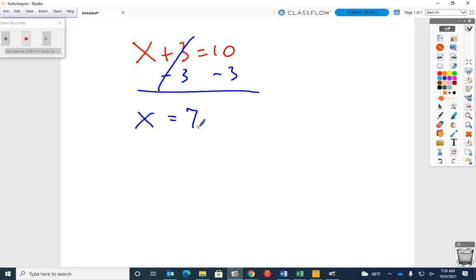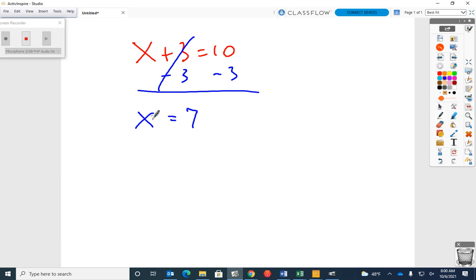Okay, now, how can we know for sure that we were right? We can go back and substitute, right? If I replace this x with a 7, is 7 plus 3 10? Yeah, so did we do that right? Yes, we did, okay? You guys remember doing this? We've done this before. It's easy, okay?